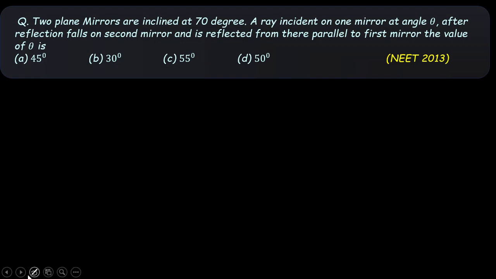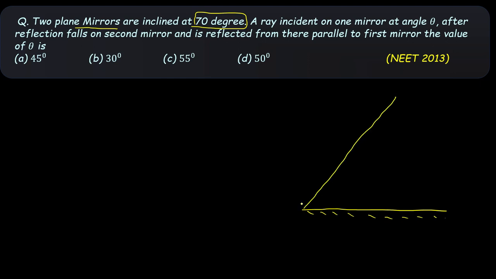We are given another plane mirror question. Let's read the question. According to the description given in the question, there are two plane mirrors which are inclined at an angle of 70 degrees with each other. So let me draw this. This is one mirror, and let's say this is another mirror, and the angle between them is 70 degrees according to the question.